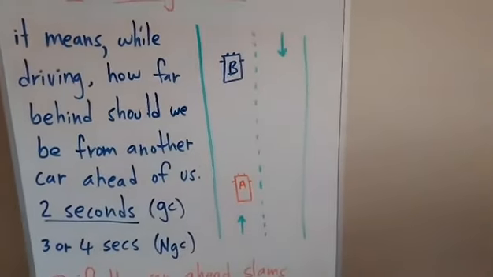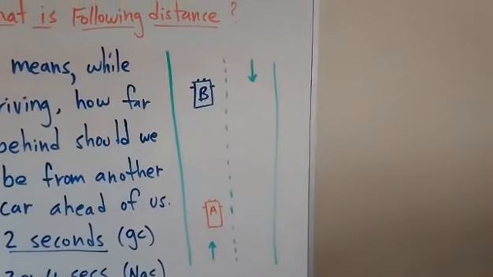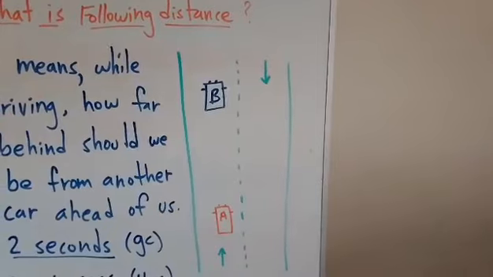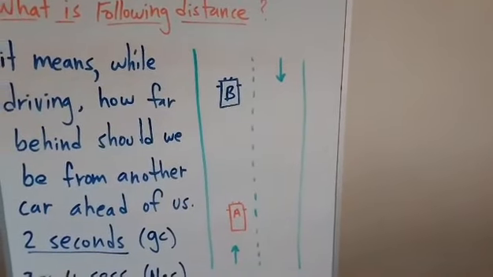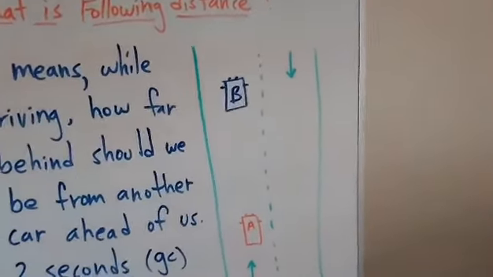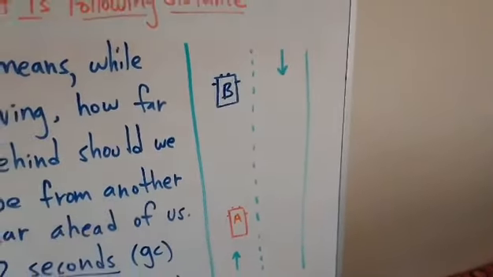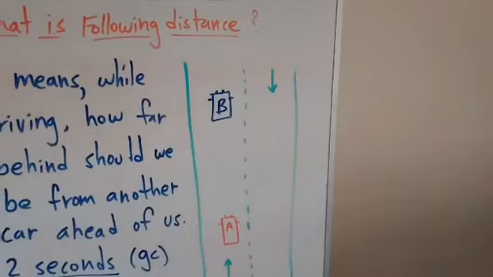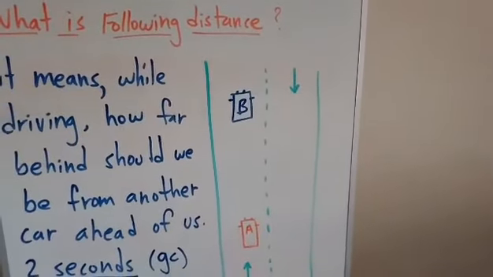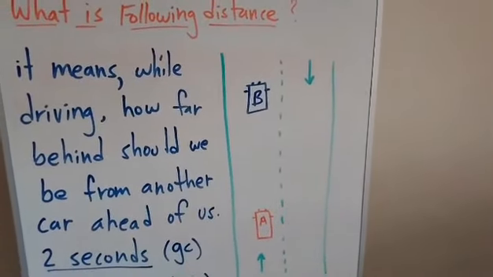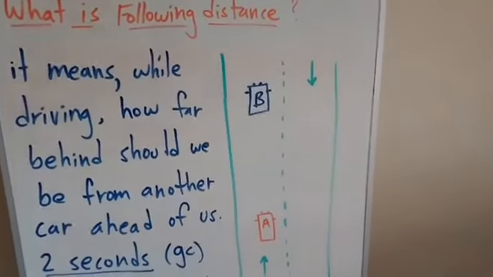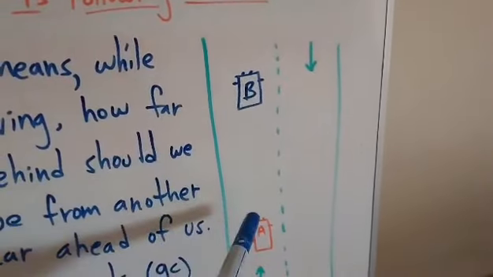So let's have a look at this diagram. Vehicle B is driving ahead, and then vehicle A is following that car. So how far behind should you be? How much should that gap be? 1 meter, 2 meters, 10 meters, 20 meters, how much? Now it depends on how fast we are going. The faster we are, the more the distance needs to be.